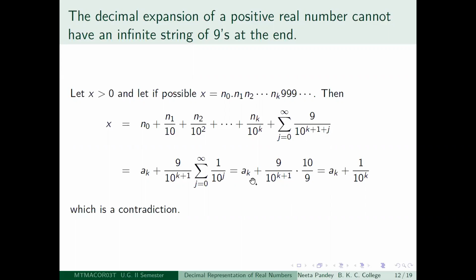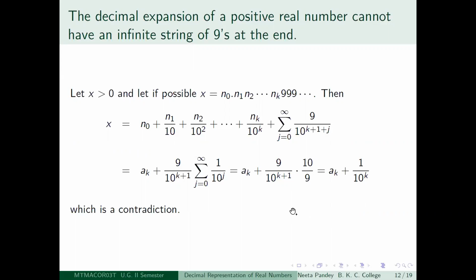So you just write down that value here. What do you get? ak plus 9 divided by 10 to the power k plus 1 into 10 by 9. So you get ak plus 1 by 10 to the power k. So what have you got? That if x is expressible as an infinite string of 9s after the k plus 1th place, then x is actually equal to ak plus 1 by 10 to the power k.